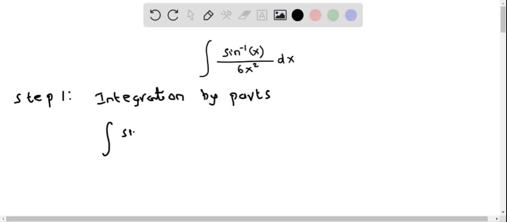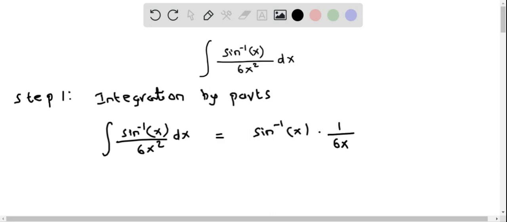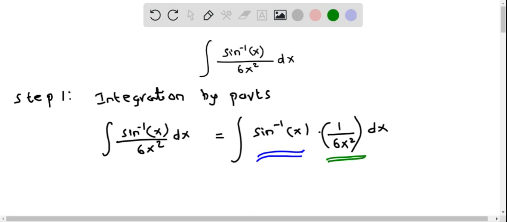First, I'm going to rewrite this given integral as sine inverse of x divided by 6x squared dx. So this can be written as sine inverse of x, as it is, times 1 over 6x squared, and then dx. So we have written this as a product of two different functions. The first function is an inverse trigonometric function, and the second function is an algebraic function.